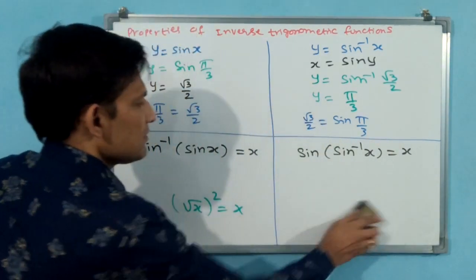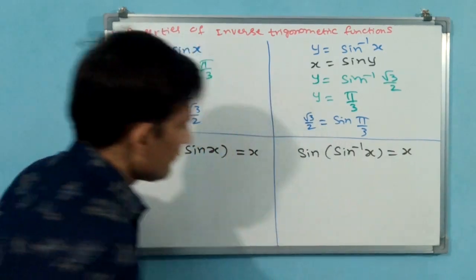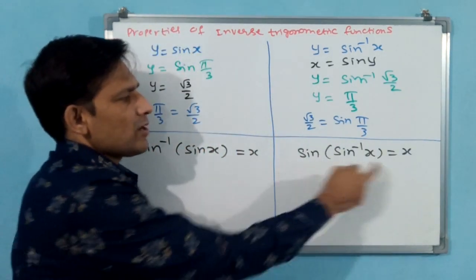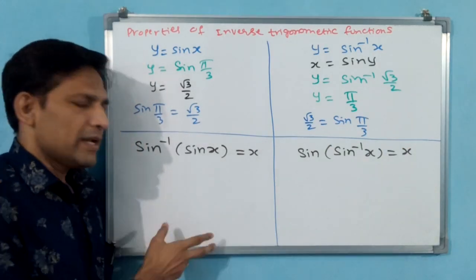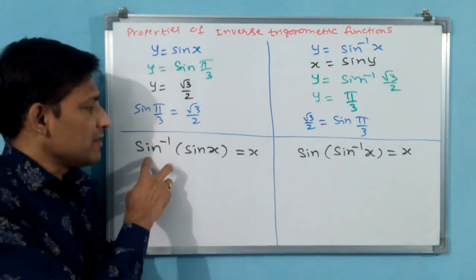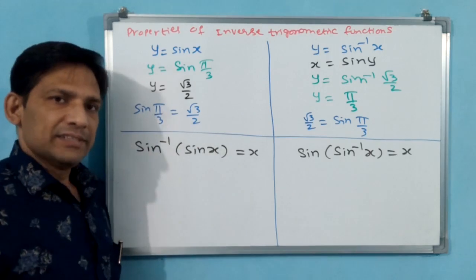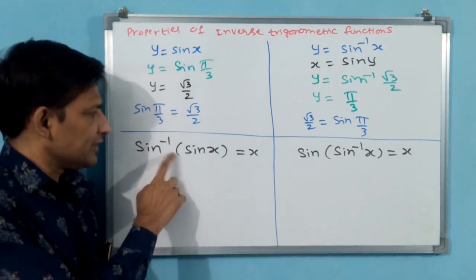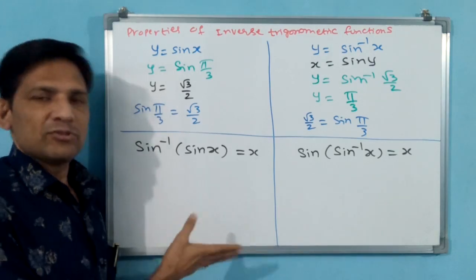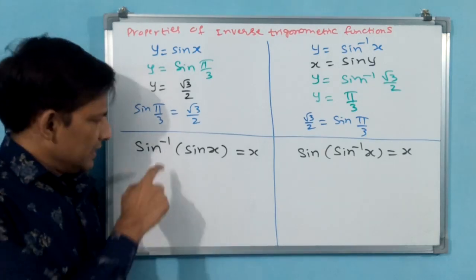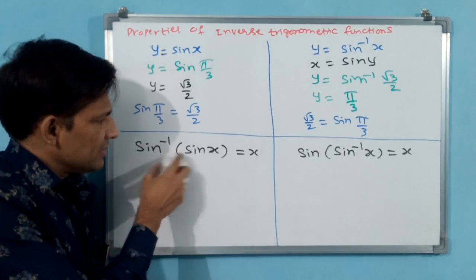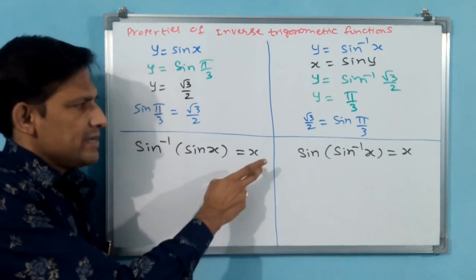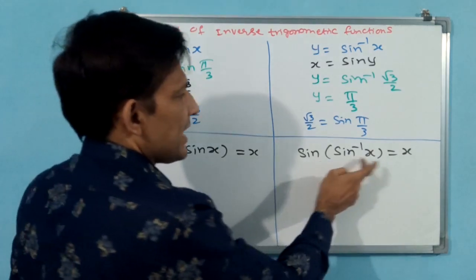Now you come to here. Sin inverse of sin x, and sin of sin inverse x. See here also, like root and square, inverse and sin are going to get cancelled. This is sin inverse of sin x. It is not sin inverse x into sin x; that means something different. Here sin inverse x is not there, that means sin x is there, and again you are taking inverse, so x will come. Here also sin inverse x.